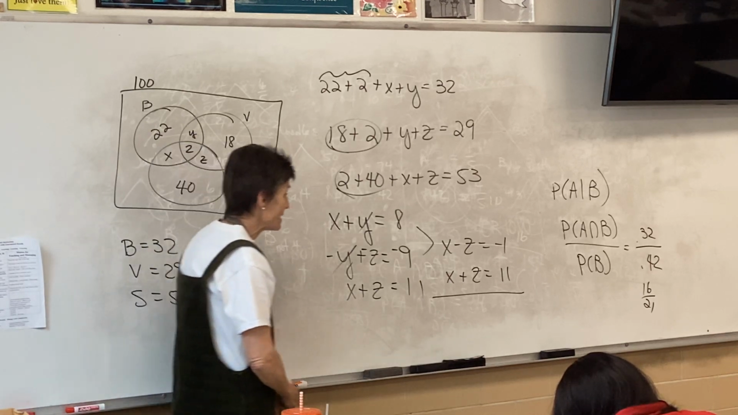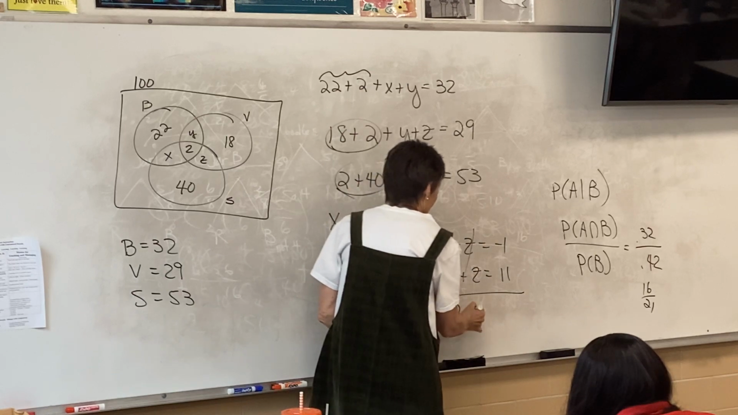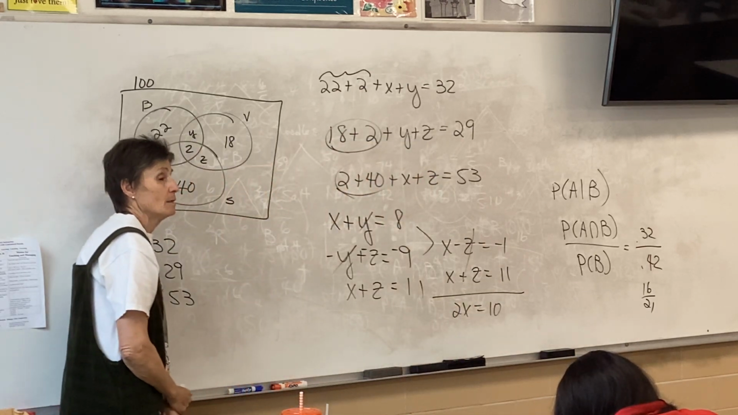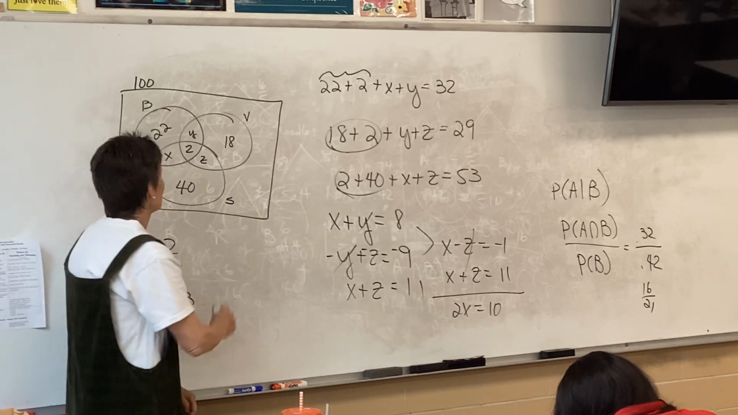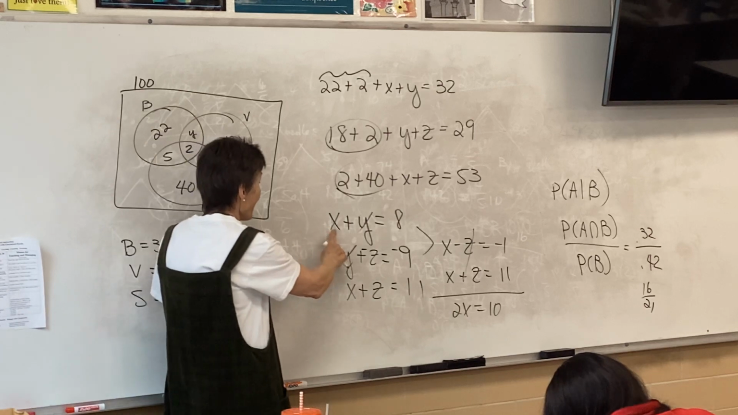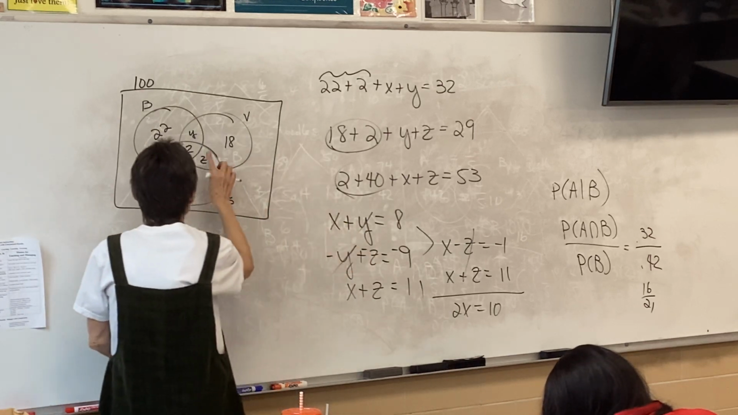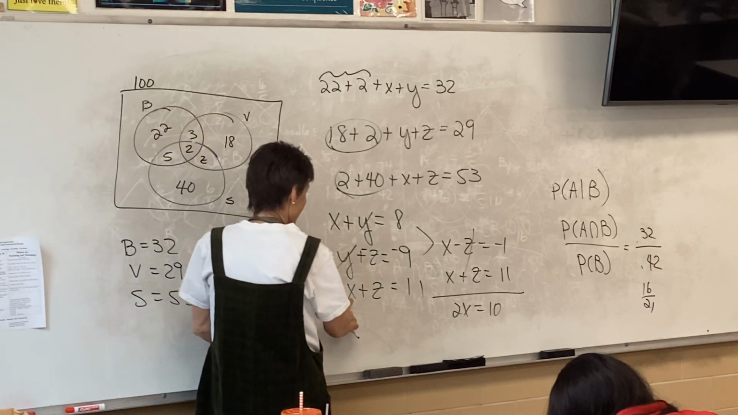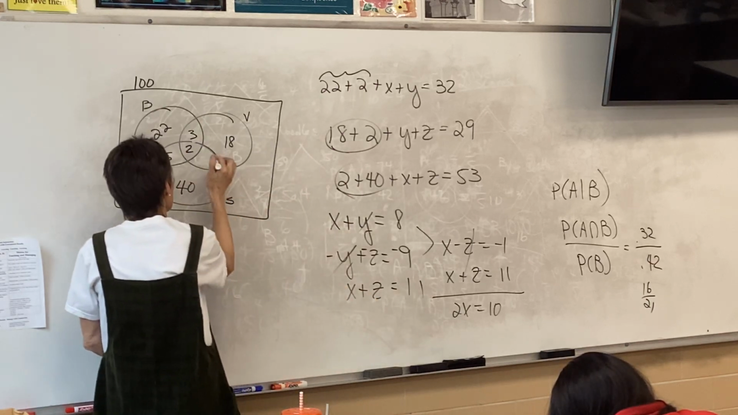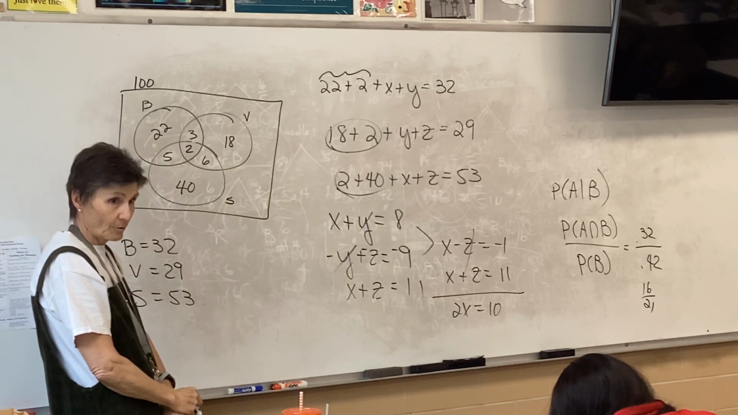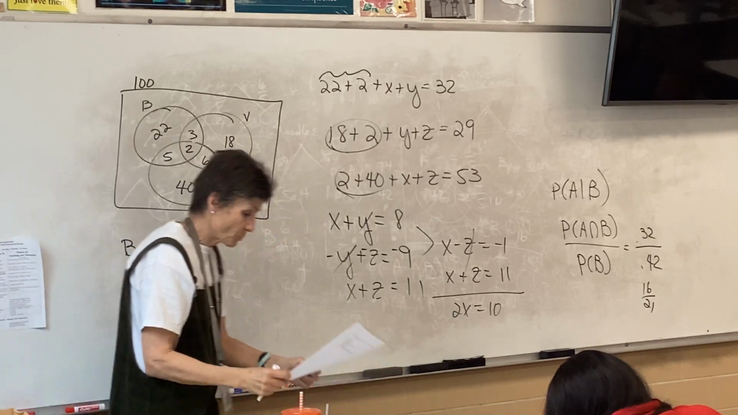So what does that mean? 2x equals 10, so x equals 5. And if x is 5, then y must be 3. And if x is 5, z must be 6. Agreed? Answer the questions real quick.